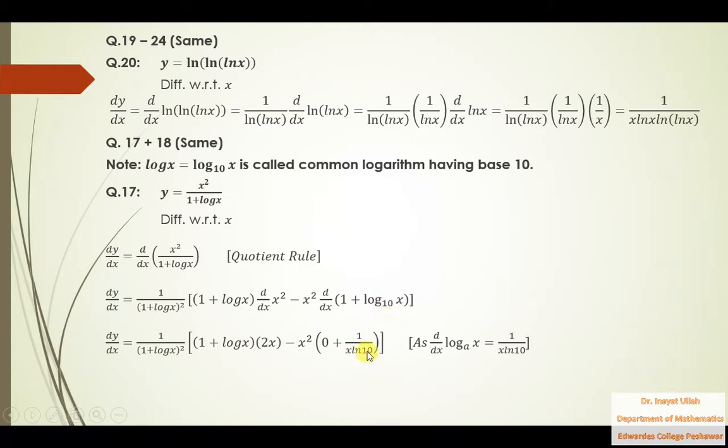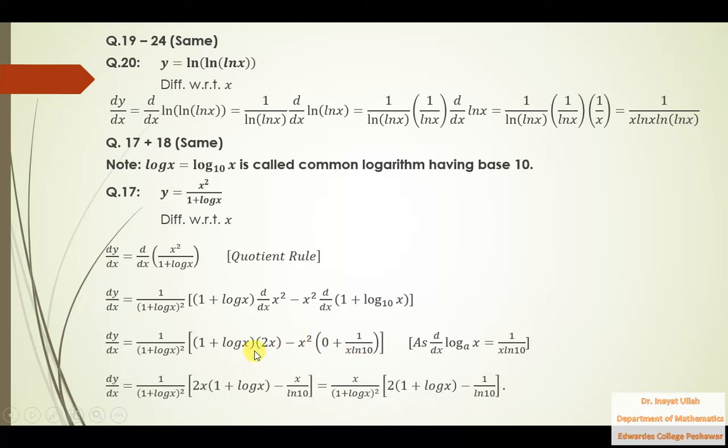Natural log of the base 10, that is the derivative of general logarithm. As we know, the derivative of log to the base a of x is equal to 1 by x into natural log of the base, that is actually a. So in this question a is 10, so that is natural log of 10.